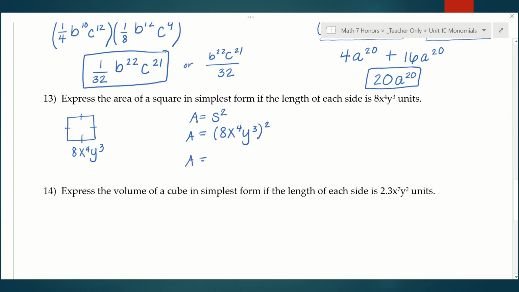So I take my coefficient 8 and I square it to get 64. And when I square my variables and exponents here, I'm going to be multiplying. So x to the fourth squared is x to the eighth, and y to the third squared is y to the sixth. And they don't give us a label besides units, so I'm going to say units squared.